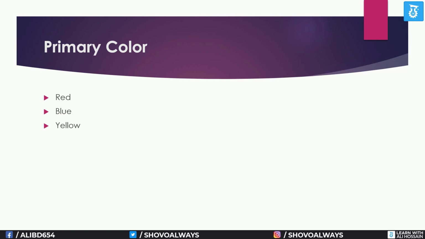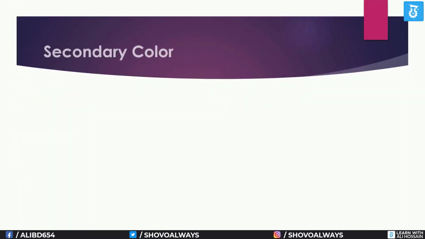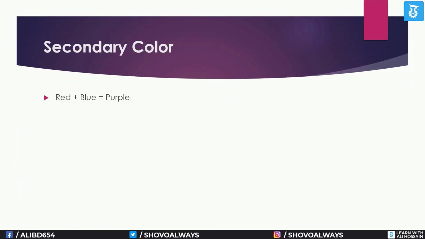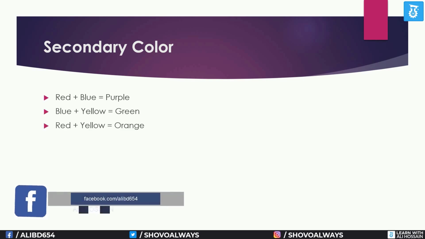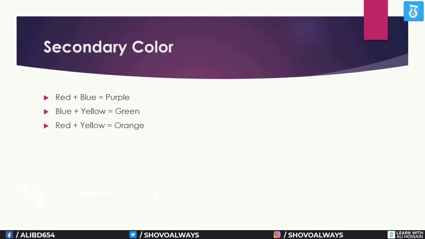And if you're interested to go to secondary color, actually all secondary color will made from these three colors. So if I'm interested to introduce you some secondary color, you can say, if I mix red and blue, you will get purple. If you mix blue and yellow, you will get green. And also if you mix red and yellow, you will get orange. That means purple, orange, and green, these three color is secondary color.